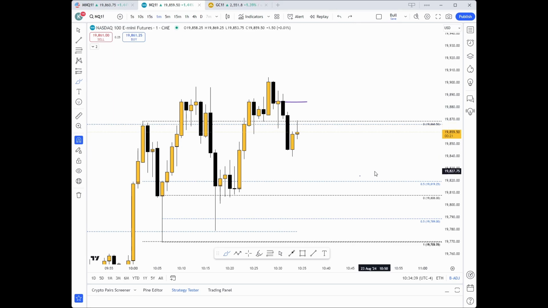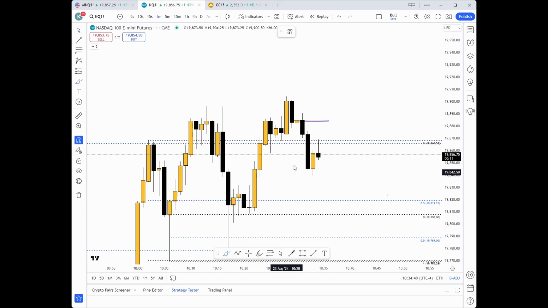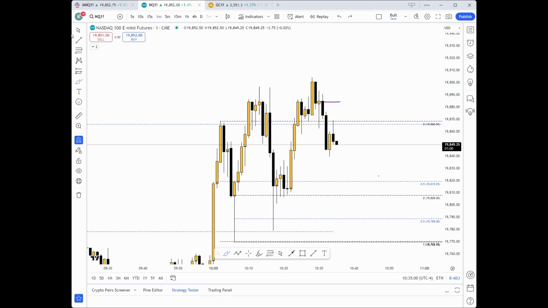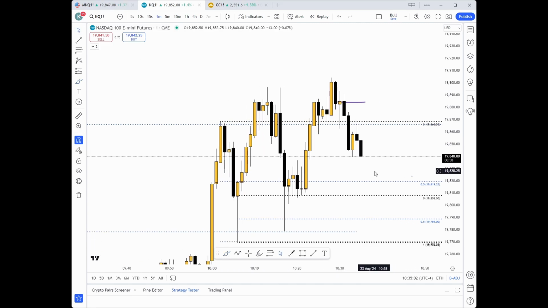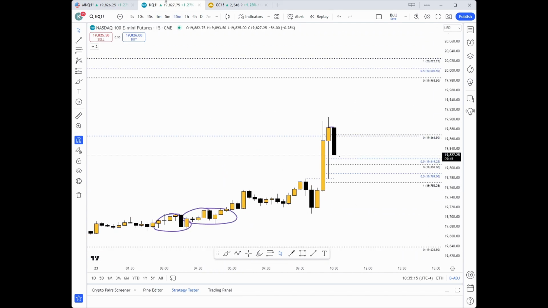Right? Look how bad my entry was. But I want to see that failure and attempt to rally and then fail. My thesis right up until I hit that button was that we were going to put in a new high. But if price is telling you something else, trade what you see. Trade what you see. That looks pretty credible now, doesn't it?